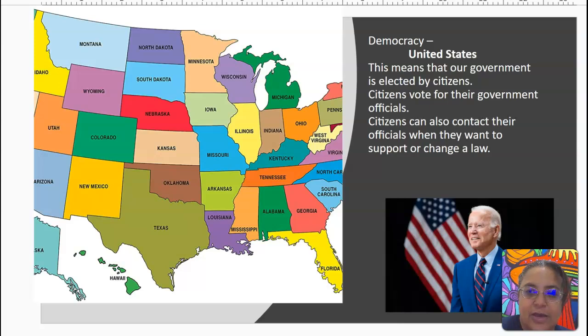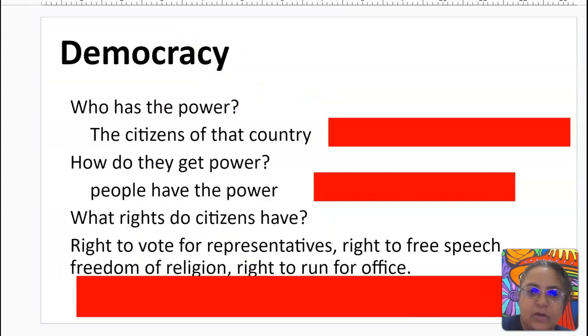Democracy: the United States. This means that our government is elected by citizens. Citizens vote for their government officials. Citizens can also contact their officials when they want to support or change a law. Democracy: who has the power? The citizens of that country.